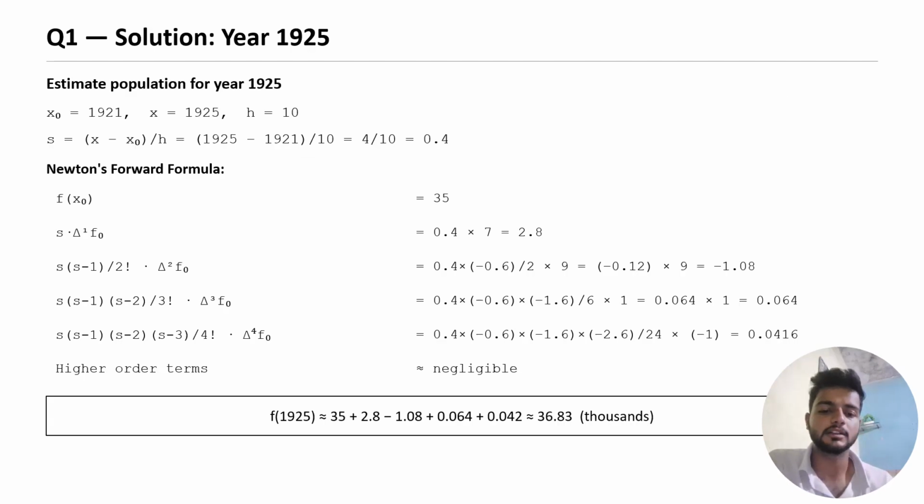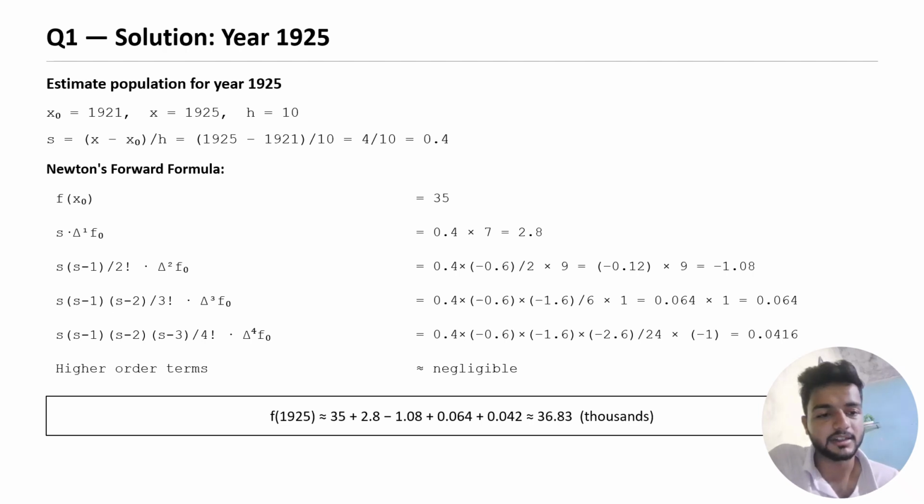So we have to find the population in year 1925. But we only have the population in 1921 and 1931. We'll take x0 equal to 1921, which is the known value. We'll take x, which is the unknown value, as 1925. Height is 10, and to find s, we'll compute 1925 minus 1921 divided by 10. We'll get s equal to 0.4.